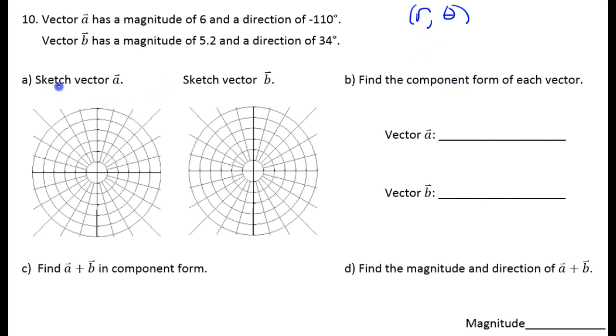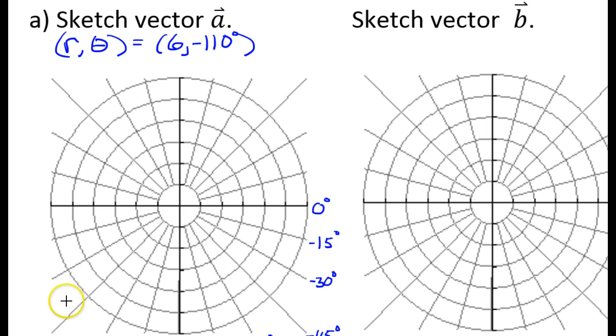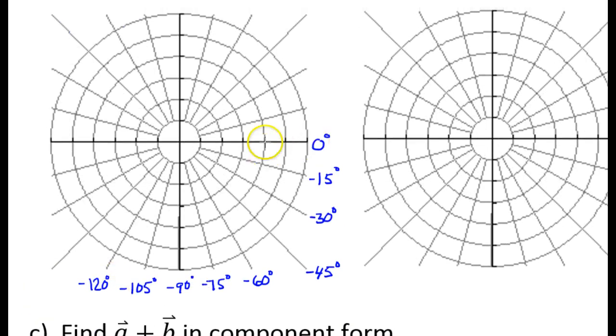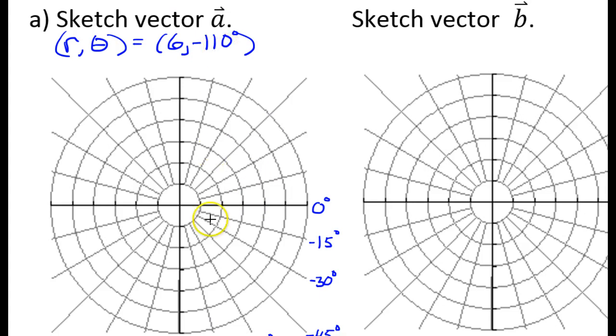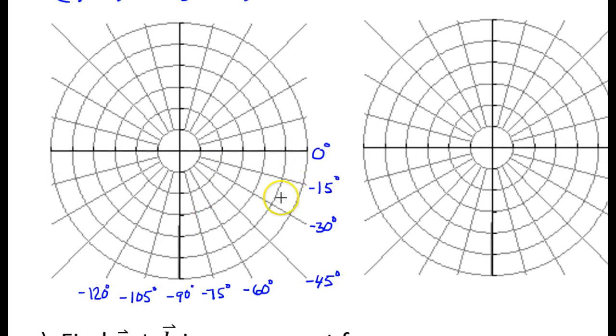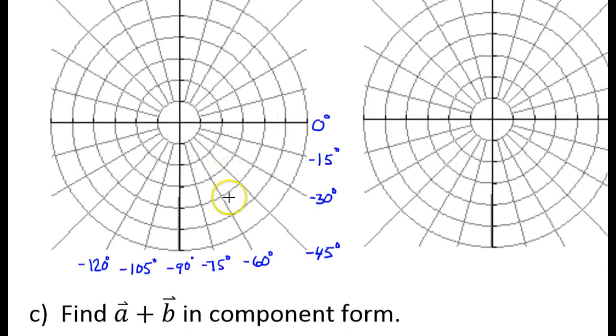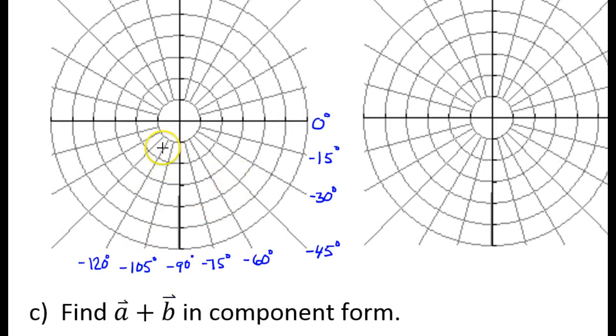So first, the sketching. Vector A has a magnitude of 6 and a direction of negative 110 degrees. Okay, so we are told that the direction is negative 110 degrees. Each one of these marks is 15 degrees from the previous mark. Because it's negative, that's why I'm going clockwise. If it were positive, I'd be going counterclockwise. So I'm just looking for where negative 110 degrees would be. So negative 110 degrees would be right about here.